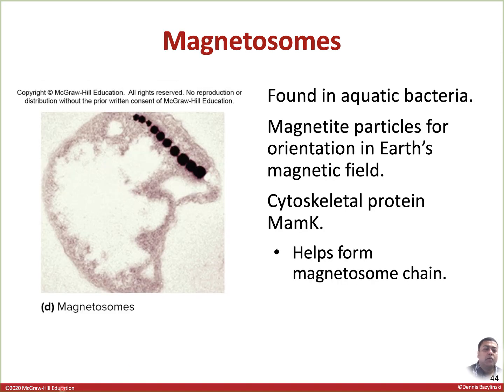So the next thing we are looking at is the magnetosomes, found in aquatic bacteria. They are made up of either magnetite, which is an oxide of iron, or greigite, which is sulfur conjugated to the iron. These particles are taken up by the bacteria, and they orient themselves to the Earth's magnetic field. The cytoskeletal protein MamK helps to form these magnetosome chains inside the bacteria. Unless they are in this chain form, they cannot align themselves to the Earth's magnetic field. So what is the function for this?